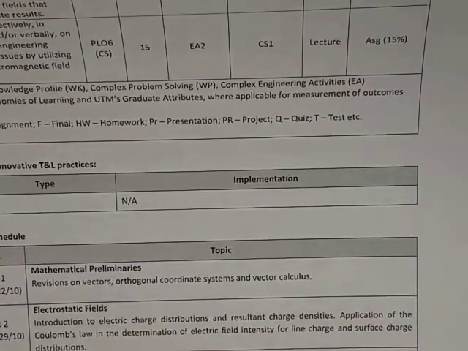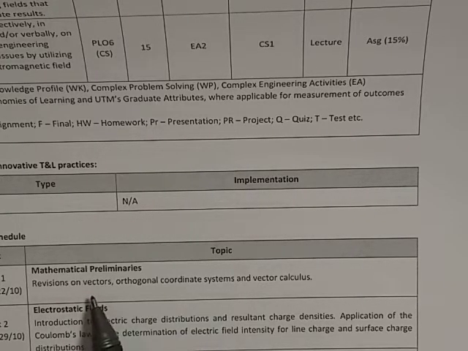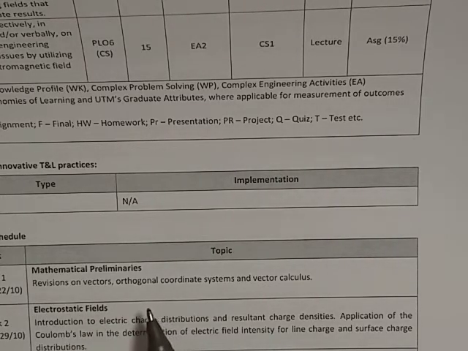So today is going to be our third meeting. In today's meeting we would like to continue discussing our week number 1 objective, which, based on our course information, is mathematical preliminaries, a revision on vectors, which I did in my second lecture or second meeting. And today's discussion is going to focus on orthogonal coordinate systems and vector calculus. So that's going to be our meeting today.